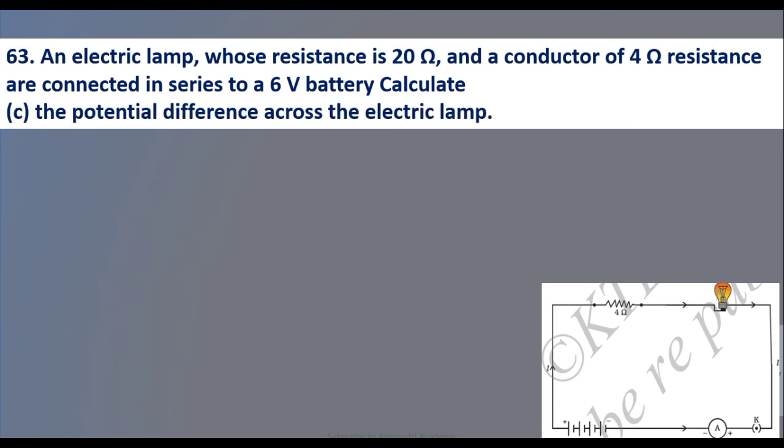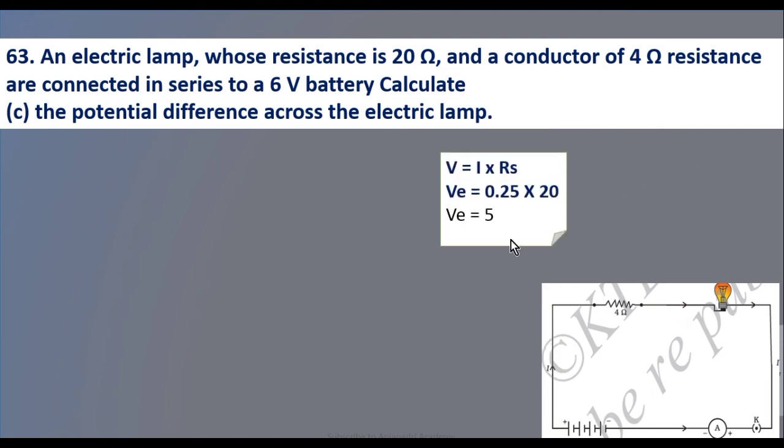Same question, find the potential difference across the electric lamp. He is asking for the V1 across this electric lamp. Just apply the formula V equals I R. We know the current value is 0.25, which we calculated earlier. Since he is asking across this electric lamp, this is not RS, this is R, so we have to take 20. 0.25 into 20 means 5.